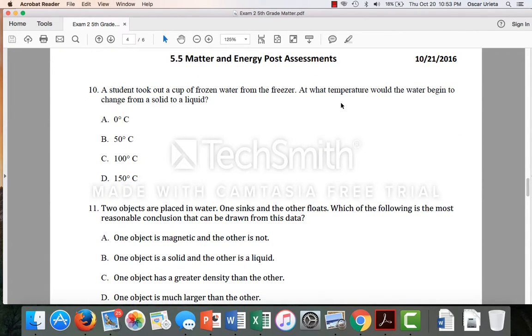Question number 10. A student took out a cup of frozen water from the freezer. At what temperature would the water begin to change from a solid to a liquid? A. 0 degrees Celsius. B. 50 degrees Celsius. C. 100 degrees Celsius. D. 150 degrees Celsius. Pause it and answer your question.